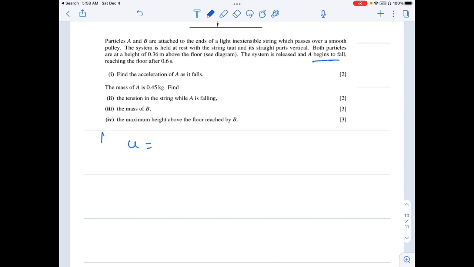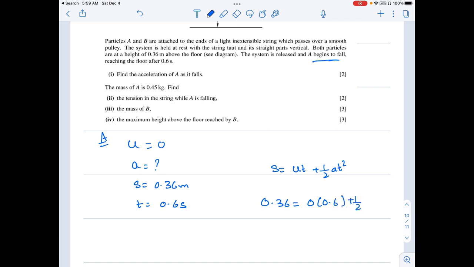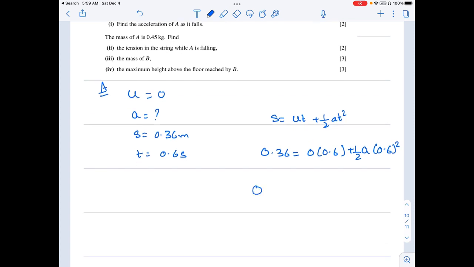So for A, initial velocity is 0. Acceleration is what we are asked to find. The distance it falls is 0.36 meters, and the time it takes is 0.6 seconds. So I use s is equal to ut plus half at squared. So 0.36 is equal to u, which is 0, times 0.6, plus half a, which I don't know, times 0.6 squared. From there I get 0.36 is equal to half times a times 0.36. From there a is equal to 2 meters per second squared.